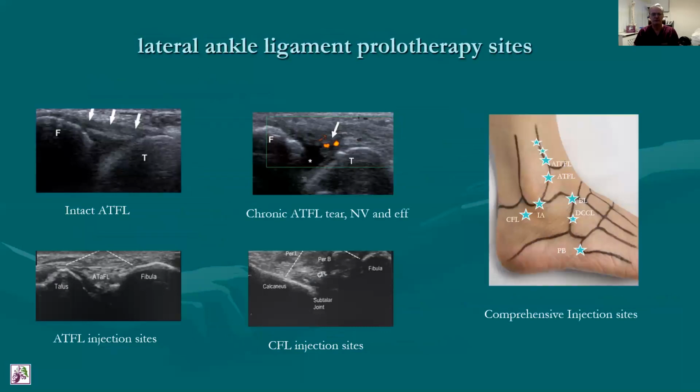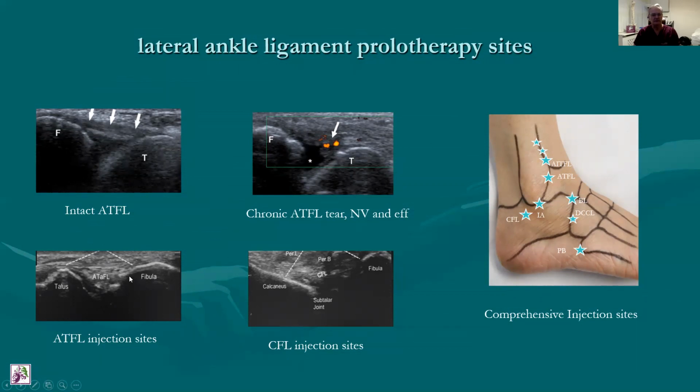Now, here are some more specific examples of treating lateral ankle ligaments with prolotherapy. On the top left is a normal anterior talofibular ligament, showing the talus, the fibula, and the normal fibrillar pattern of the ligament structure. Then with a chronic ATFL injury, you've got some neovascularization, disruption, and heterogeneous appearance and reflectivity of the area, with some effusion just deep to the ligament.